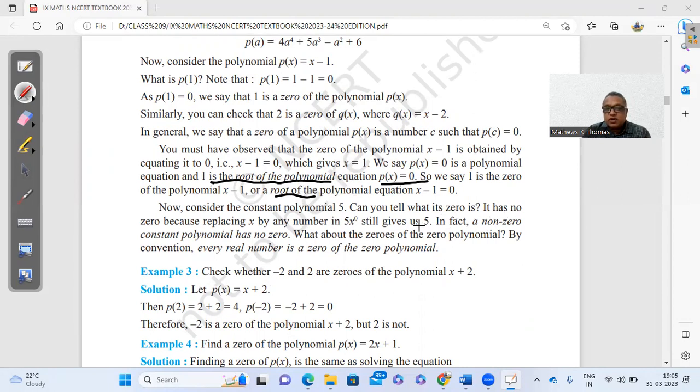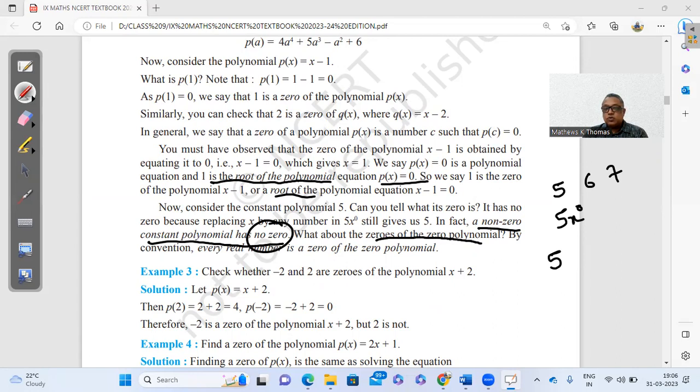Here they have given a very important statement: a non-zero constant polynomial has no zero. Last video I discussed the meaning of a constant polynomial. You have numbers like 5, 6, 7 written without a variable. Here the value 5 can be written as 5x⁰, because any number to the power 0 is 1. So a non-zero constant polynomial, meaning any constant except 0, has no zero. So what is the zero of this? There is no zero. If I am given an MCQ, what is the zero of the polynomial 5? A non-zero constant polynomial has no zeros.